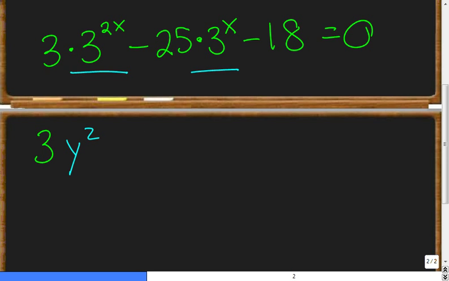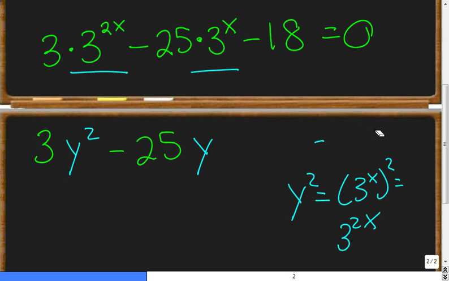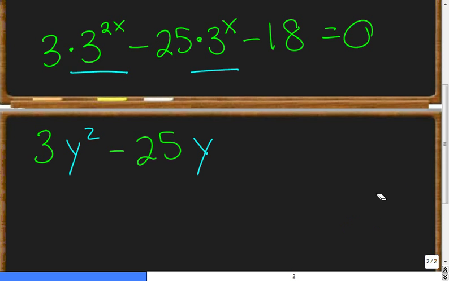And then you have minus 25y, because 3 to the x, so again, y is 3 to the x, and so y squared is the same thing as 3 to the x squared, which is the same thing as 3 to the 2x. So we're just replacing them. It just makes it a little bit easier, maybe, to deal with. And then that's minus 18 equals 0.